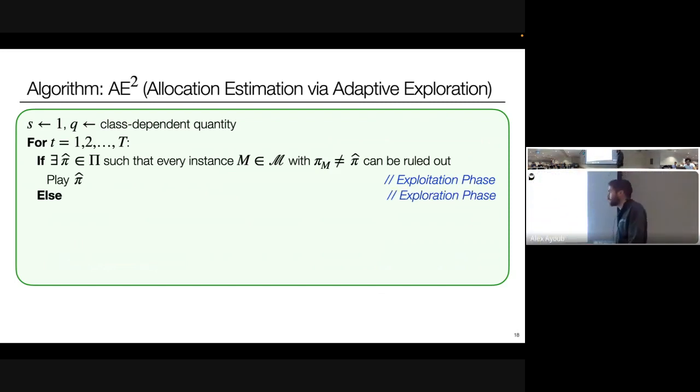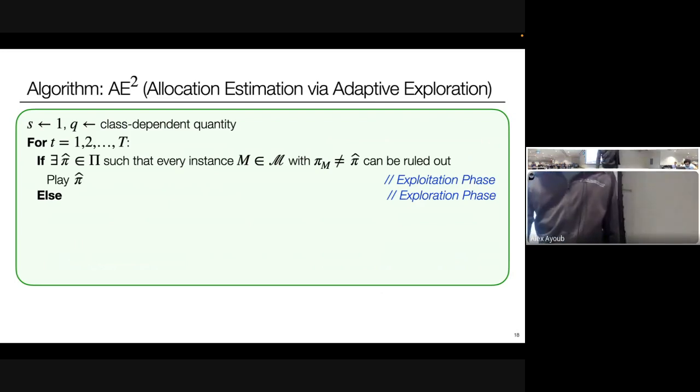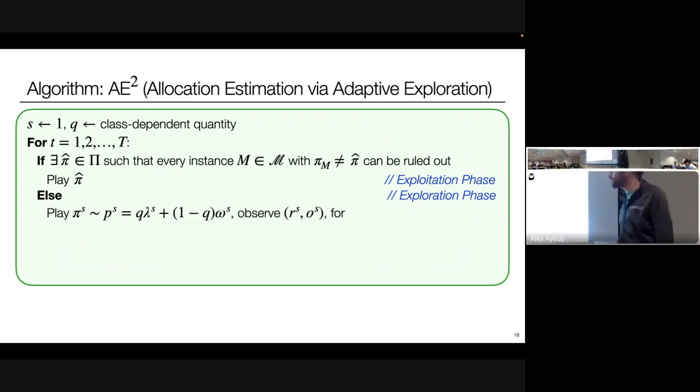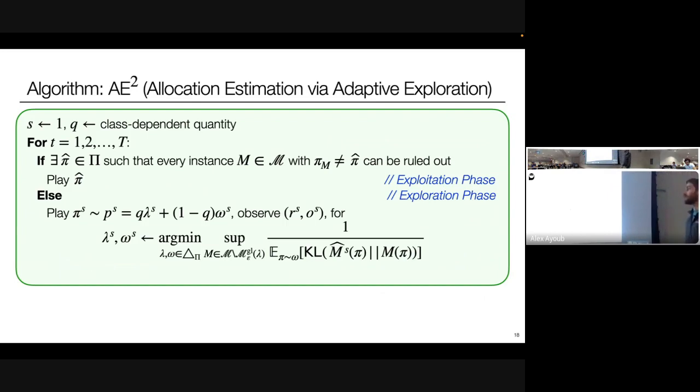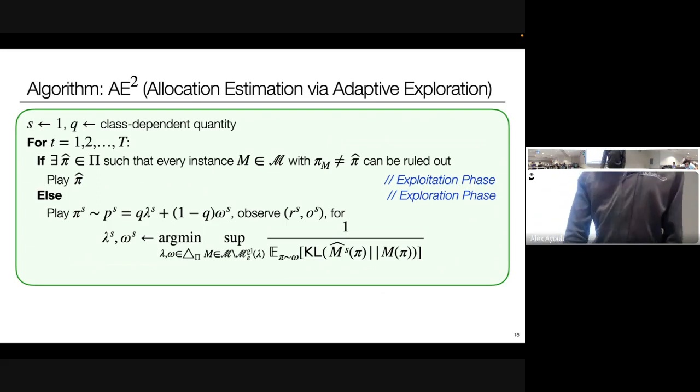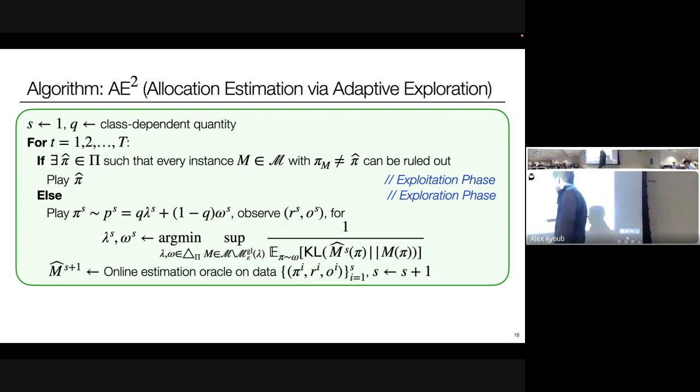The second phase is the exploration phase, and this is a more interesting phase. In the exploration phase, it chooses some decision pi hat to play, drawn from an allocation which is a mixture of two distributions, lambda s and omega s. These lambda s and omega s you get precisely from solving the AEC. We maintain some estimate of a model, m hat, we solve the AEC for this m hat, get two allocations out, and play a mixture of them. Then we collect some observations, update our estimate of the model, and proceed.